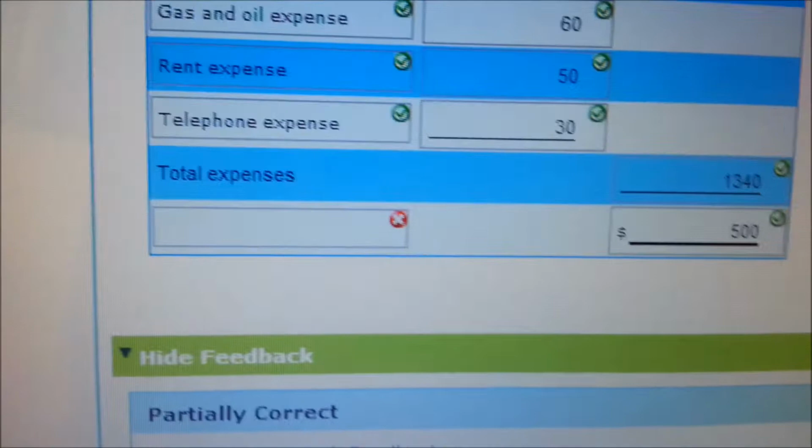I left a box blank. That's all I did. That's okay. All you did. I can deal with that being my only problem. Okay. That sucks though. Okay. You kiss it.